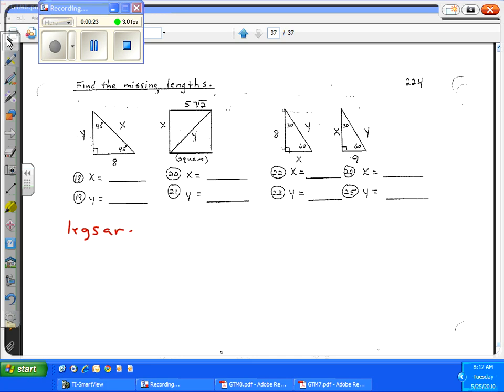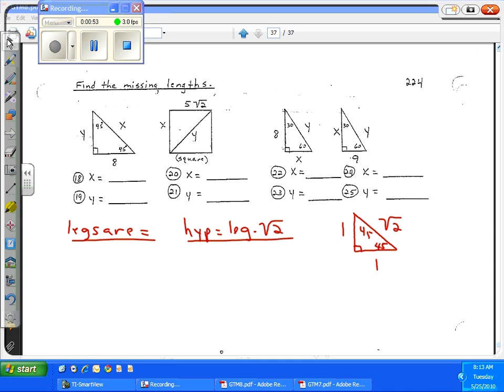The legs are equal, and the length of the hypotenuse is equal to the length of a leg times the square root of 2. Also in a 45, 45, 90 triangle, the sides are in the ratio of 1 to 1 to the square root of 2. So I'm going to solve again both ways.